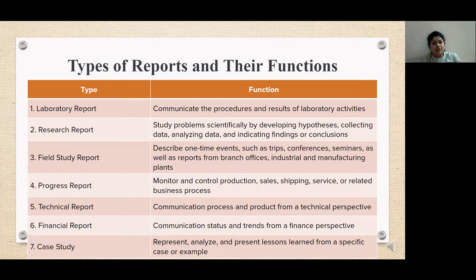It tells how a particular production, sales, shipping, service, or business process is working, how it's moving ahead, and how the processes are taken care of. So it also tells about the entire functioning.